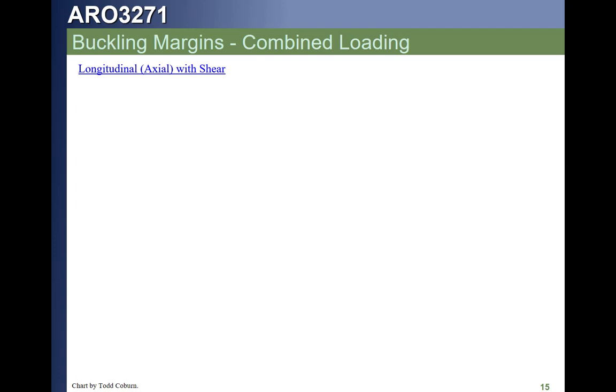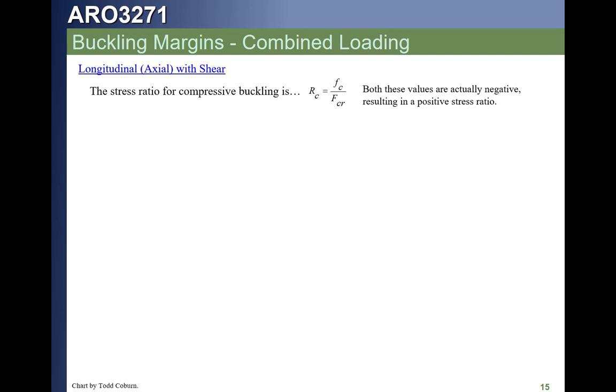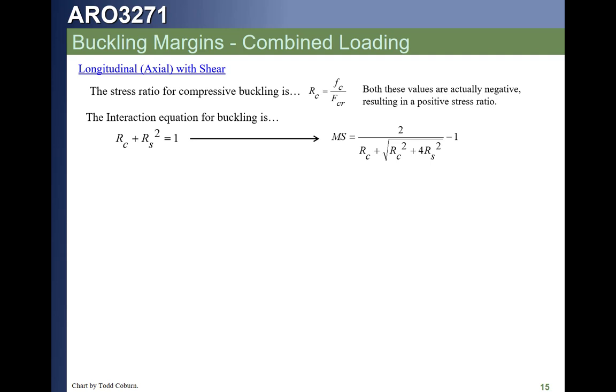Once you have reviewed interaction equations, you're ready to look at how loading is combined for panels when we're talking about stability. Once again, stress ratios are just the ratio of the applied stress to the allowable. The interaction equation for the stability of a thin plate loaded in axial compression and shear is given by this equation. And this equation, RC plus RS squared equals 1, corresponds with the margin of safety equation shown at right. This equation can be used for any axial load, which means both compression and tension.